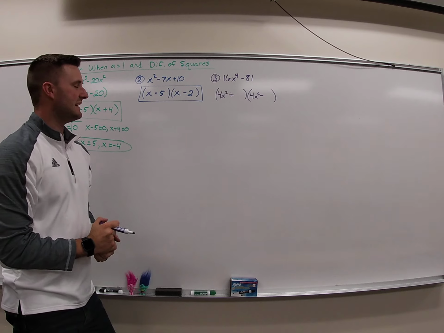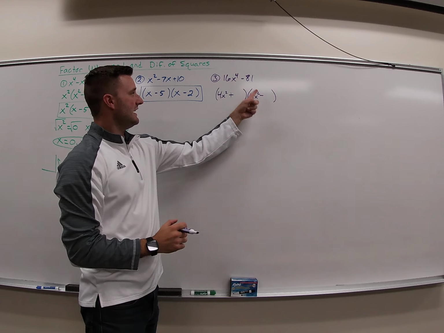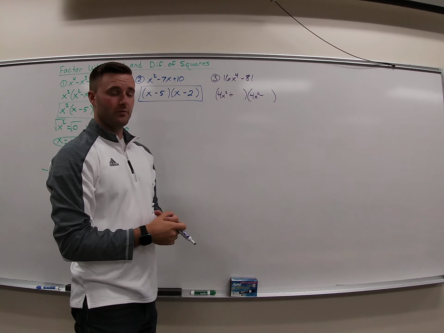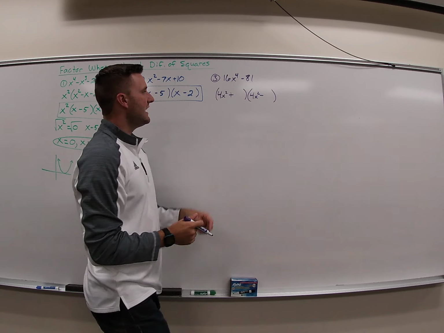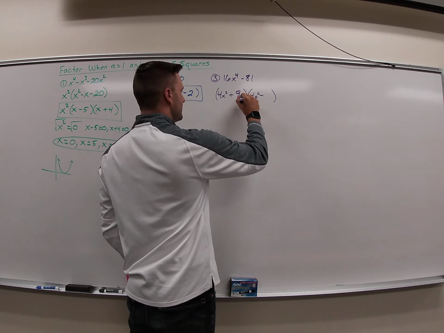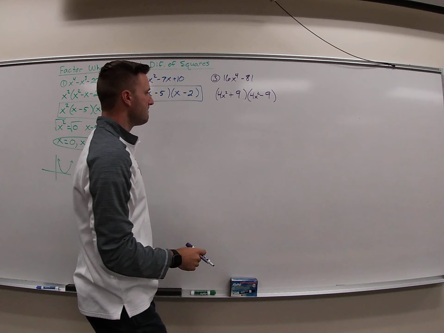All right, fantastic. Now, a positive times a negative is going to give me negative. That's why we separate it with one plus, one minus. 9 times 9 gets me 81. So this is a positive 9 and a negative 9.